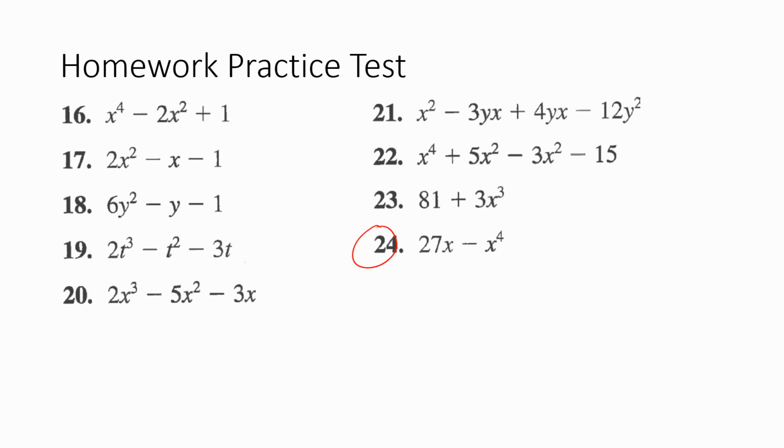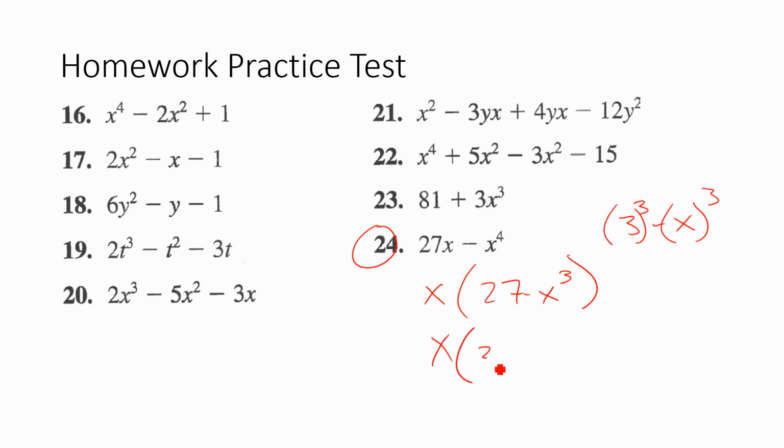And 24, there is an x in common. So we have 27 minus x cubed. And again, this is 3 cubed minus x cubed, so 3 minus x, 9 plus the opposite sign, 3x, plus x squared.